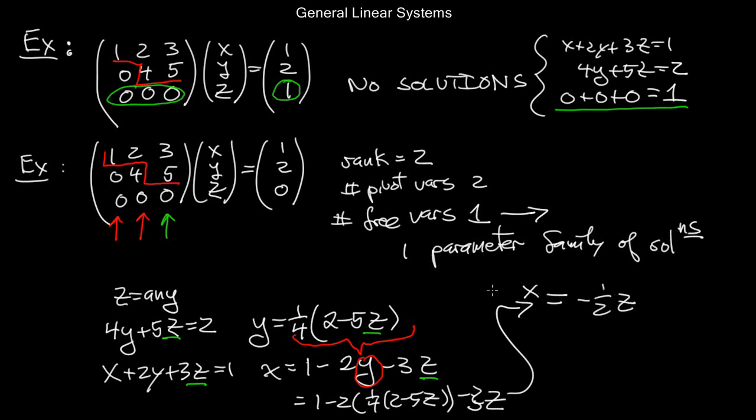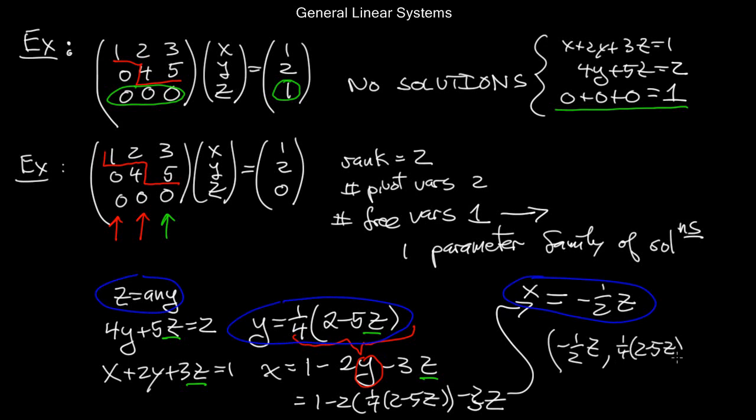So that's it. You've solved this system. You found the general solution. z is anything, y and x are expressed in terms of z. So you can write the general solution in shorthand. x is minus 1/2 z, y is 1/4 (2 minus 5z), and the last coordinate is z, which can be anything. That's all of the solutions.